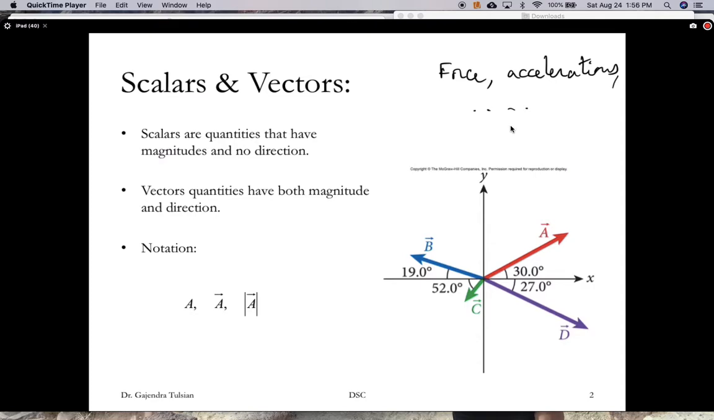Okay. So this entire chapter is about vectors, and essentially what we are going to learn is how to add vectors and how to multiply vectors. Add, subtract vectors, and multiply vectors. So essentially we're learning the algebra of vectors, how to add and subtract them.